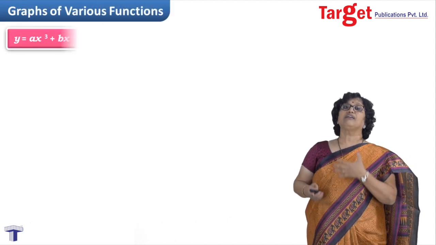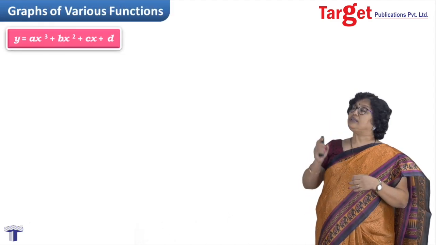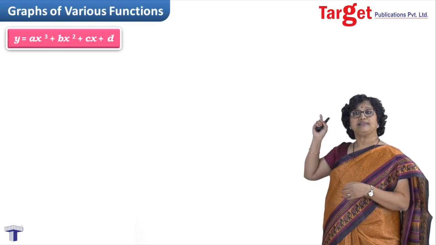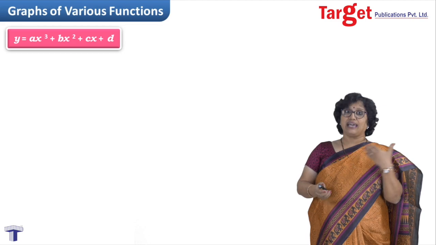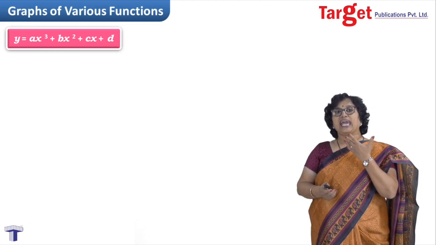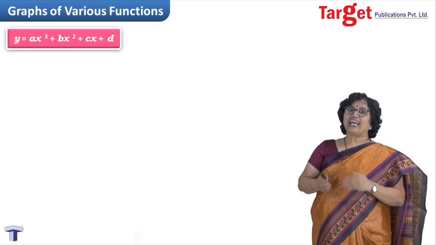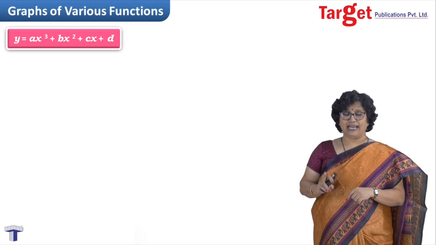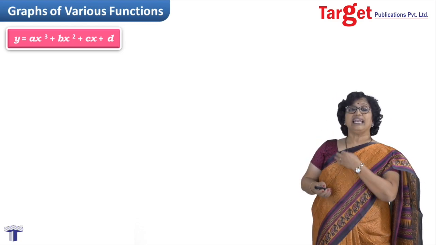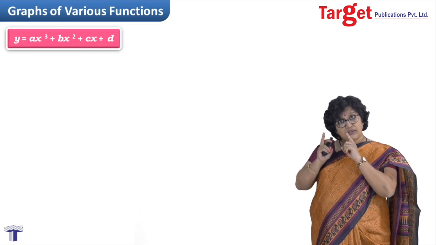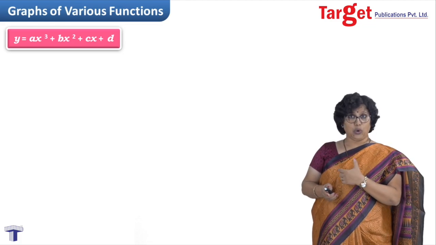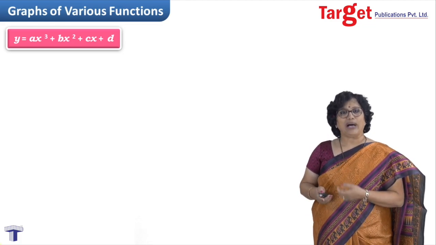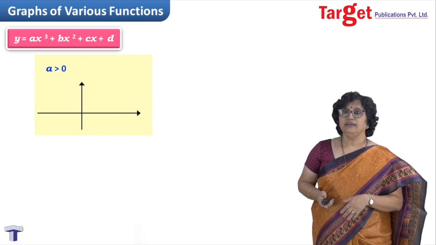Now in this session, let me start with first a cubic polynomial's graph. Now ax cube plus bx square plus cx plus d. In this, ax cube matters to us, like ax square in the quadratic one. Now ax cube tells me that if x is negative, x cube would be negative, and if x is positive, then x cube would be positive. And to the term x cube, a is multiplied. So a also has some role to play.